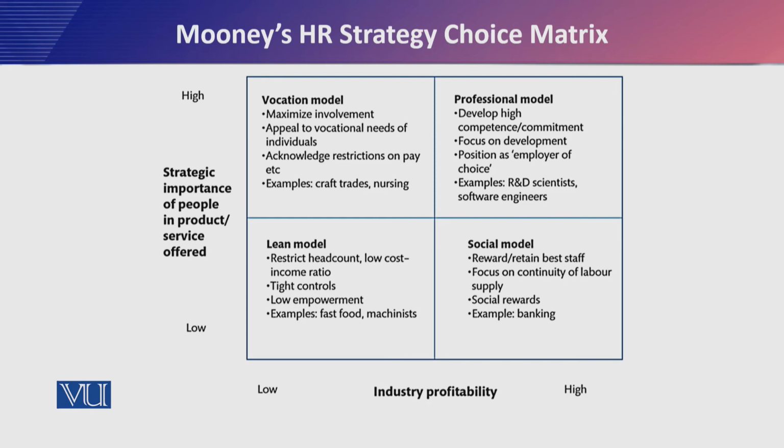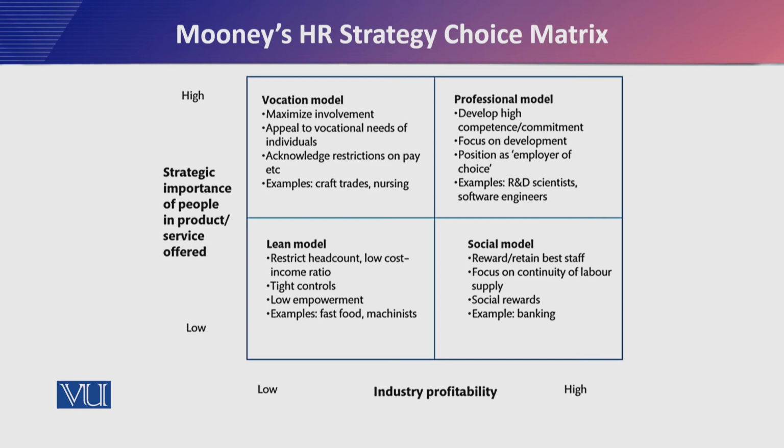So restrict headcount, low cost income ratio, tight controls, low empowerment. You don't need to empower your employees because simply there is nothing employees can do in this industry. For example, the machinist will keep on operating the machine. You don't need creativity. Why empower that employee to make decisions?